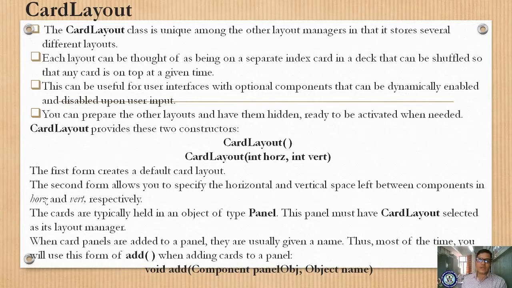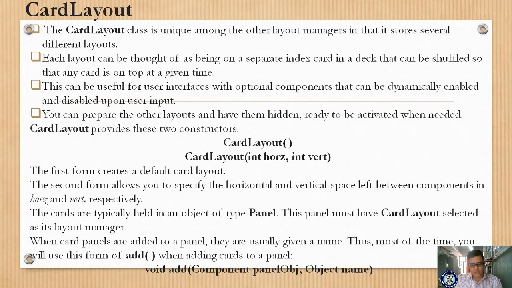When card panels are added to a panel, they are usually given a name. Whenever you are adding the card panels, you are supposed to give the name of the panel. If you don't give the name of the panel, then it becomes a confusion. Thus, most of the time you will use the form of add when adding cards to a panel. So which method do we have to use? We have to use the add method.